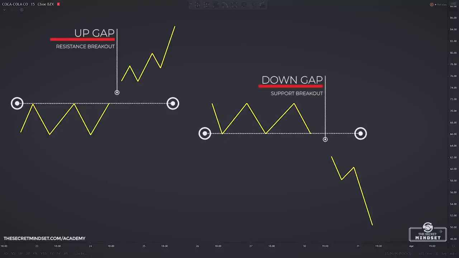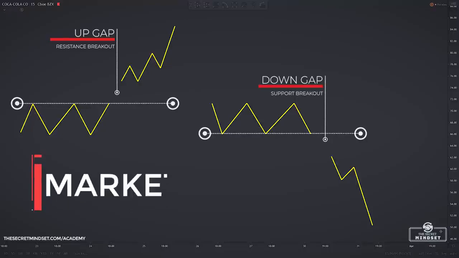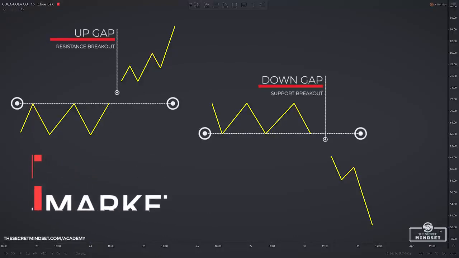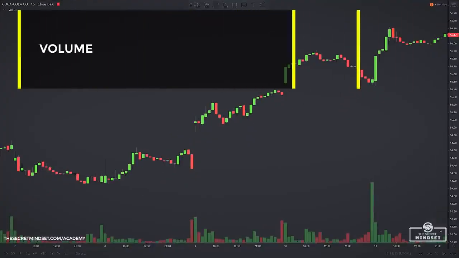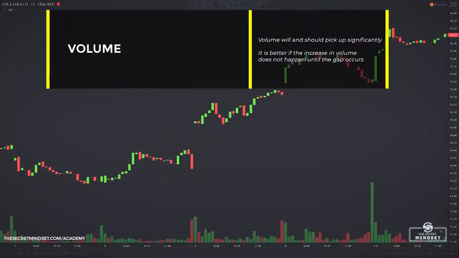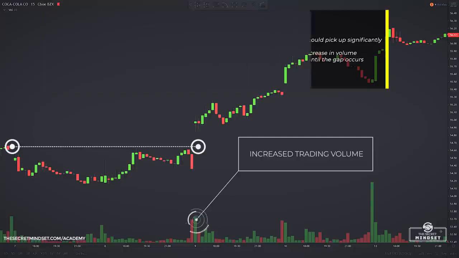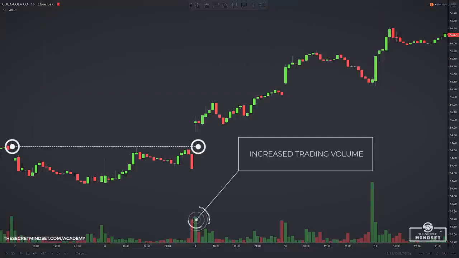In order to break out of these areas, we need some market enthusiasm and many more buyers than sellers for upside breakouts, or many more sellers than buyers for downside breakouts. Volume will and should pick up significantly, not only from the increased enthusiasm, but because many are holding positions on the wrong side of the breakout and need to cover or sell them. It is better if the increase in volume doesn't happen until the gap occurs. This means that the new change in market direction has a chance of continuing.